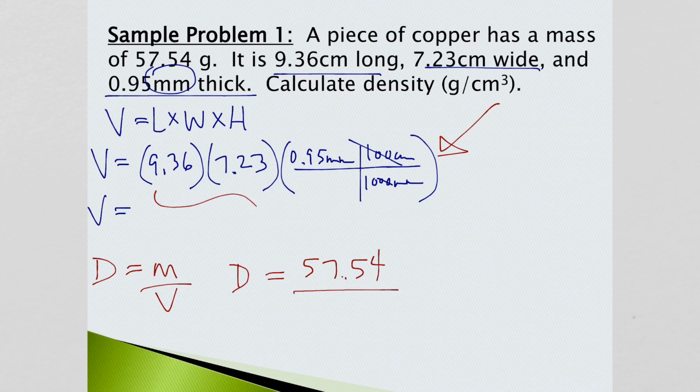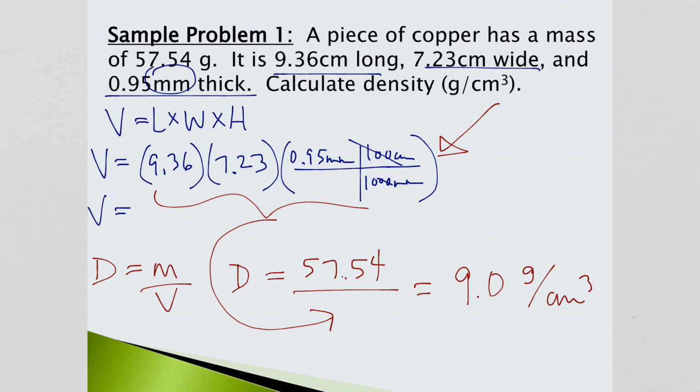Or I'm taking this whole quantity and bringing it down here to the denominator. Either way, when I'm finished and I round it off to the appropriate number of significant figures, my density will be 9.0 grams per centimeter cubed. Now, why 9.0? Why 2 digits in my final answer? Because of the 0.95 millimeters. In 0.95, there are only 2 significant figures, the 9 and the 5.